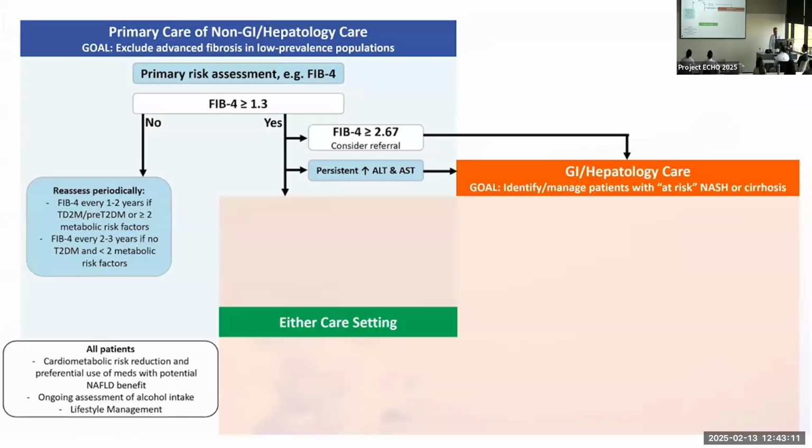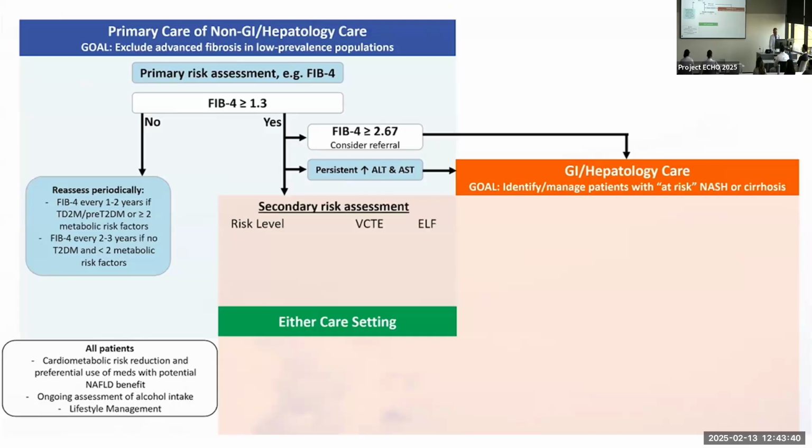But if we have higher than 1.3, let's first think about the FIB-4 being really high, meaning higher than 2.67. Then this is a good reason to refer to GI. Or if a patient has a little lower value but has persistently increased aminotransferases, then we can also refer them to GI. If it's between 1.3 and 2.67, the intermediate zone, where we're not so good, then, as we said, we can do a secondary assessment.